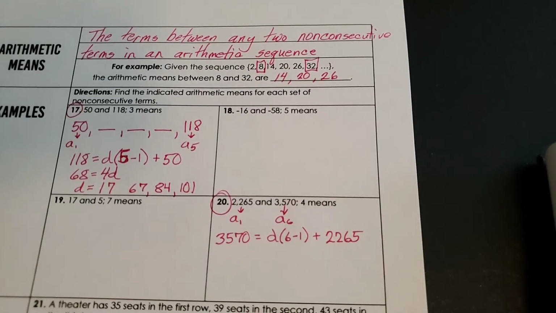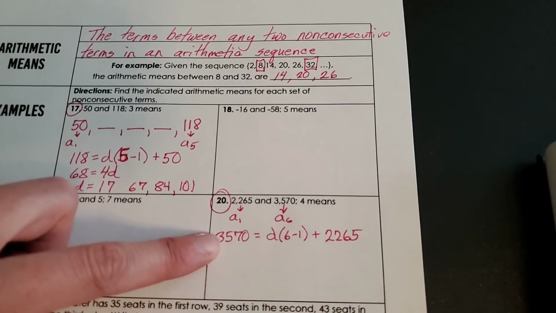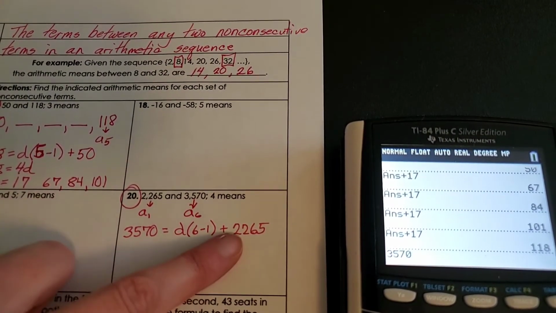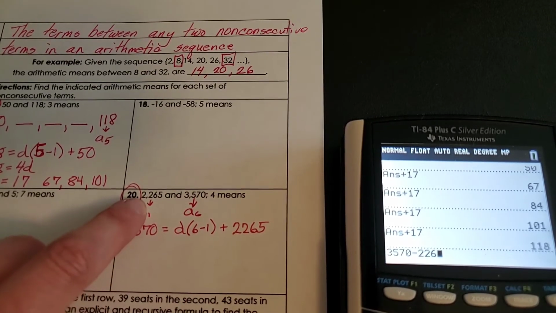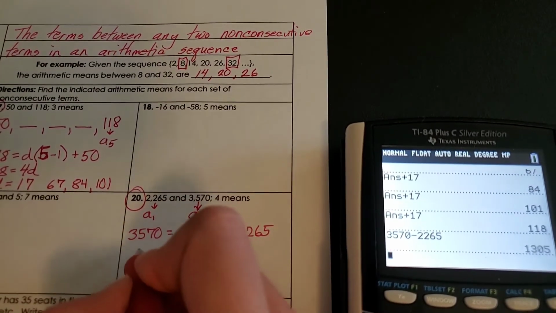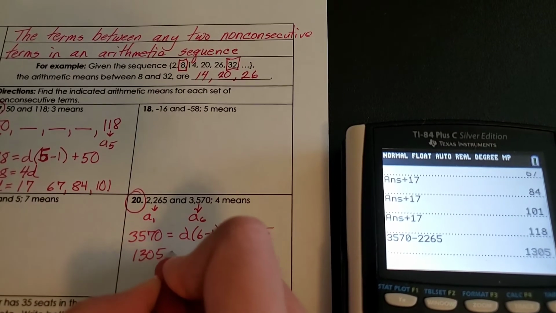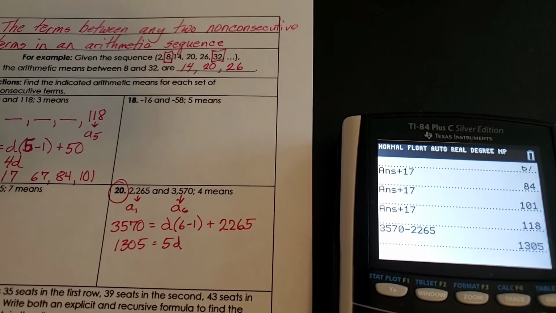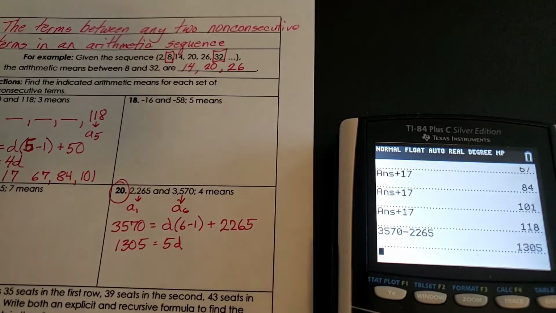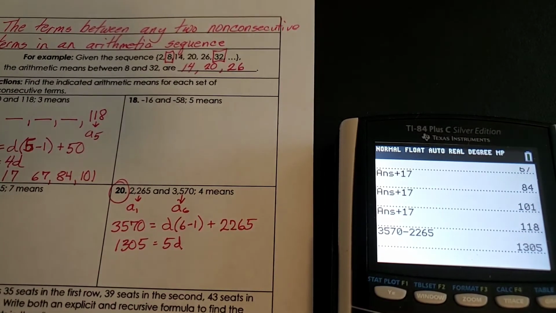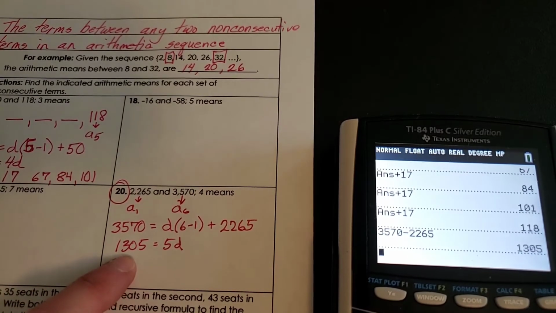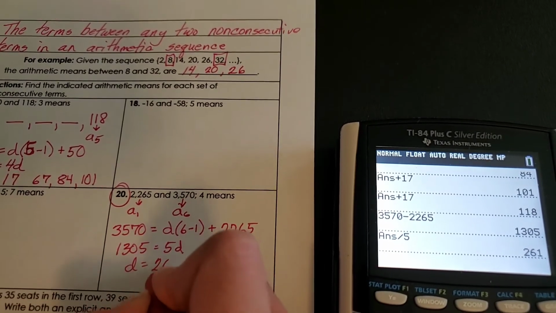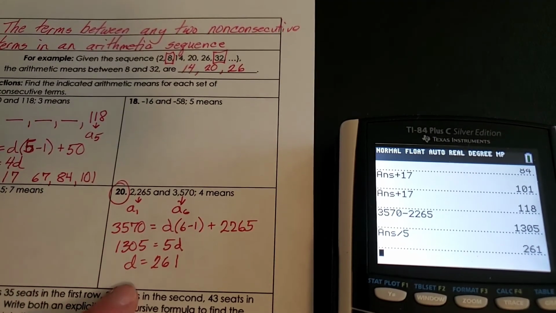Now you can see what's happening here. We're really just taking the difference of those two, 3570, subtract 2265. I get 1305. And there were 5 steps, 5 times to add between the first and the sixth term. So that difference, I'm just going to divide by 5. And I find that that difference is 261.